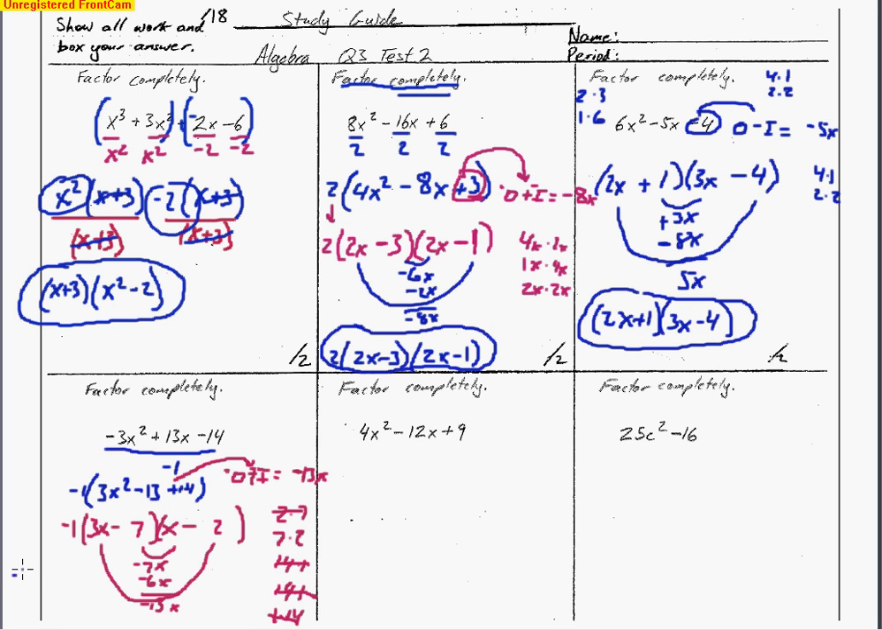Remember, make sure you bring in that negative 1. You also have the 3x minus 7 and the x minus 2. So that's the factored form for us. Again, make sure you bring down any terms that you took out.